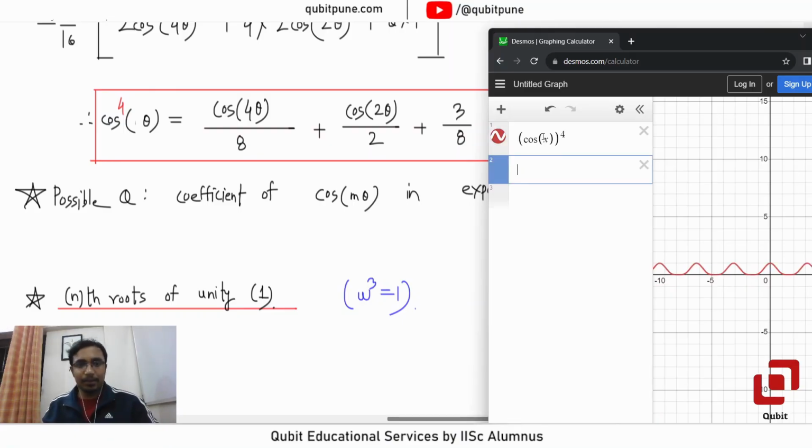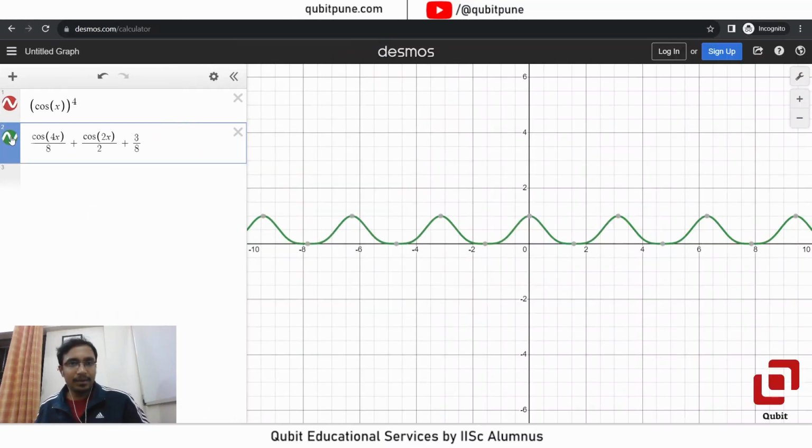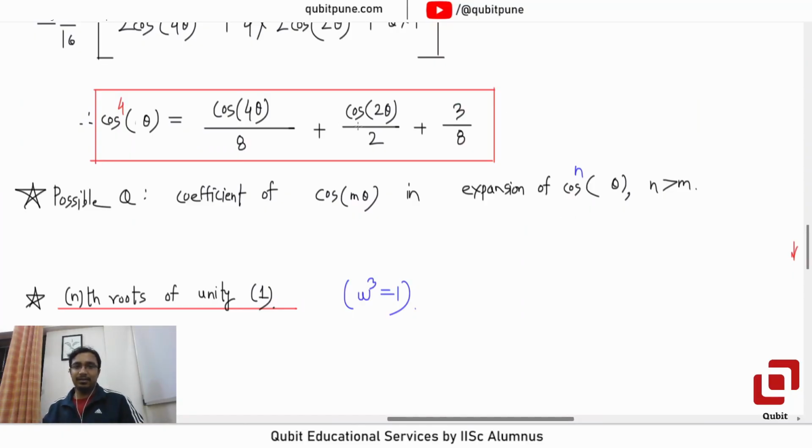Okay, now let's start plotting everything. Cos of 4x upon 8 plus cos of 2x upon 2 plus 3 by 8. What do you see there? Green overlaps with red. Red, green, red, green. So cos raised to 4 theta is that. In later standards, you will call this the Fourier series of cos raised to 4 theta.